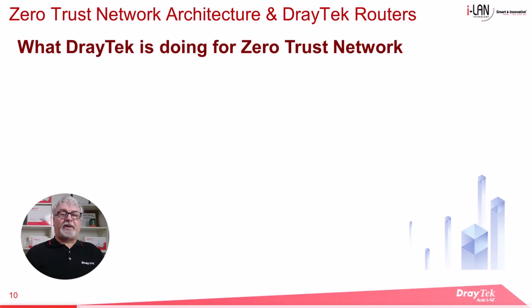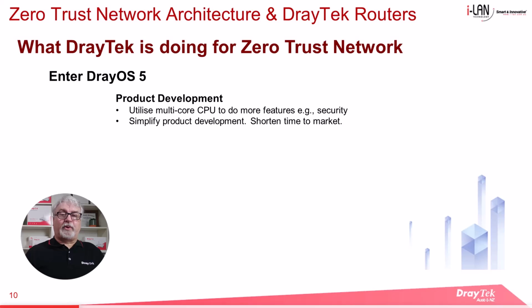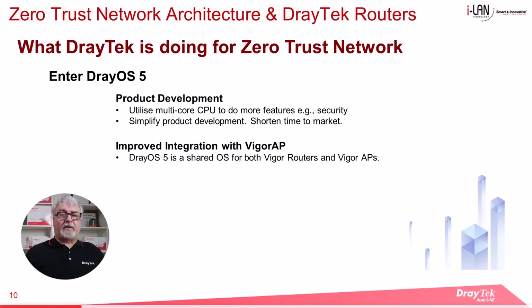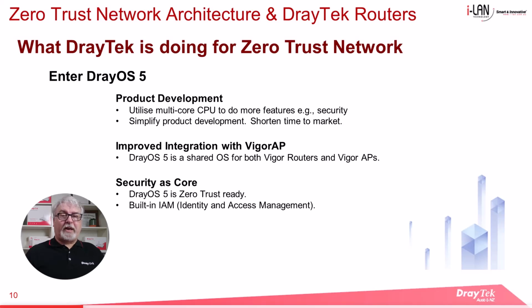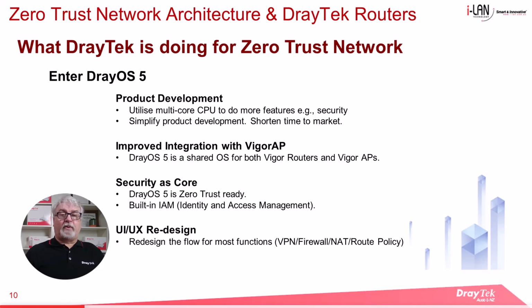So, what is DrayTek's approach to a Zero Trust network architecture? Enter DrayOS 5. This is a new line of products which will utilise multi-core CPUs to do the work and will simplify product development. It will also have improved integration with Vigor access points. And DrayOS 5 is Zero Trust ready. It has built-in identity and access management. And finally, it will redesign the flow for most functions such as VPN, firewall, NAT, and route policy.